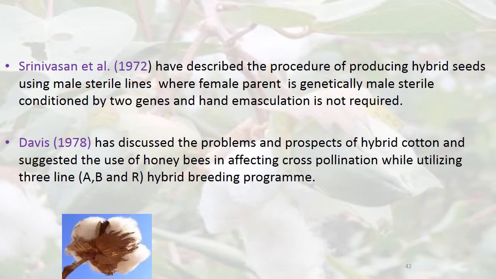Srinivasan during 1972 described the procedure of producing hybrid seeds using male sterile lines where the female parent is genetically male sterile, conditioned by 2 genes, and hand emasculation is not required. Davis in 1978 discussed the problems and prospects of hybrid cotton and suggested the use of honeybees in effecting cross pollination while utilizing 3 lines A, B and R in hybrid breeding program.